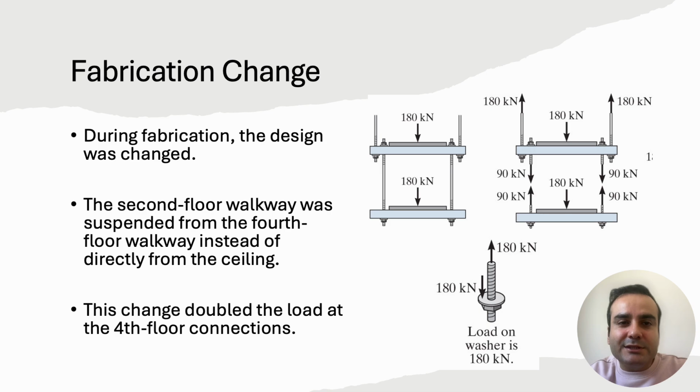However, during fabrication, the contractor proposed a change to simplify installation. Instead of a single continuous rod, they used two separate rods, one from the ceiling to the first floor and the other one from the first floor to the second floor walkway. On paper, this might have seemed minor, but if you pause and run a quick free body diagram, you will immediately see the issue. This change doubles the load on the first floor connections. Now, those connections were supporting both walkways, not just one.